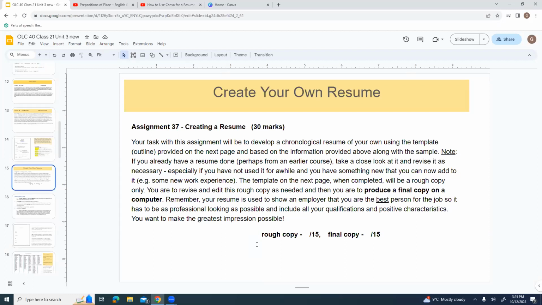The template on the next page, when completed, will be a rough copy only. You are to revise and edit this rough copy as needed, and you are to produce a final copy on a computer. Remember, your resume is used to show an employer that you are the best person for the job, so it has to be as professional looking as possible and include all your qualifications and positive characteristics. You want to make the greatest impression possible. The rough copy is going to be worth 15. The final copy will be worth 15 as well.